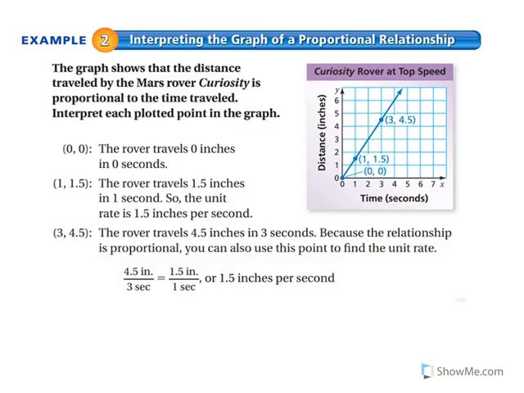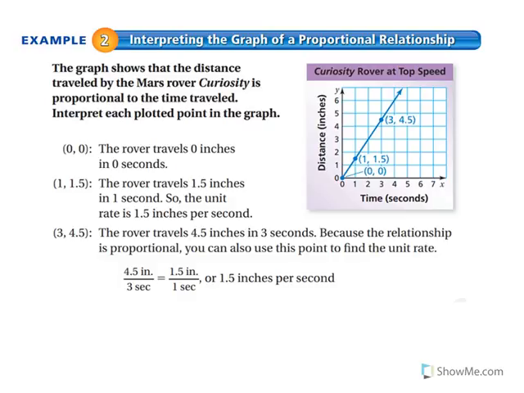Okay, for this next section, you're going to be given a graph that is proportional. And what you're going to be asked to do is to identify, or explain, interpret what each of the plotted points represents. So as you can see, I have a plotted point for 0, 0, for 1, 1.5, and then 3, 4.5. Let me go over what I'm most interested in that you know how to do.